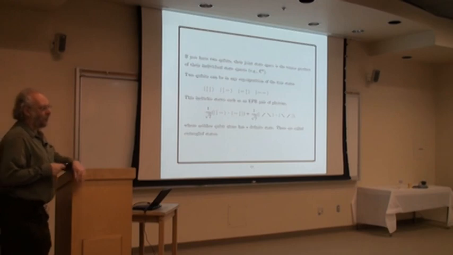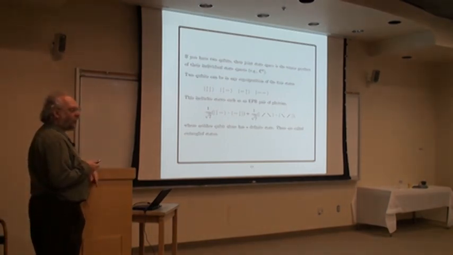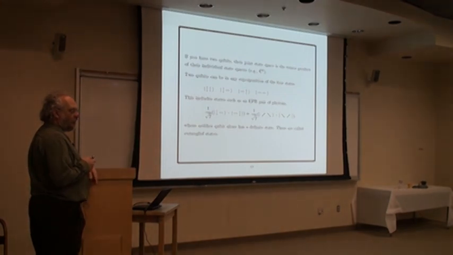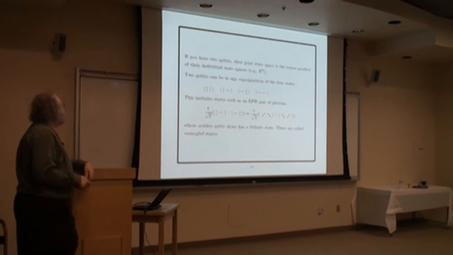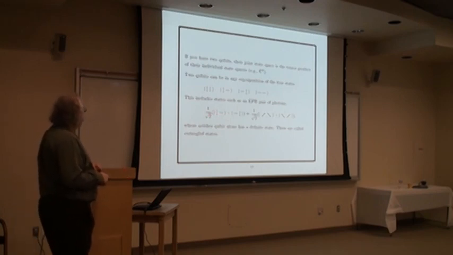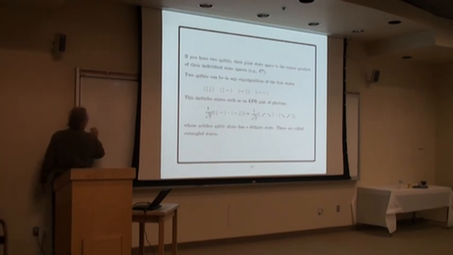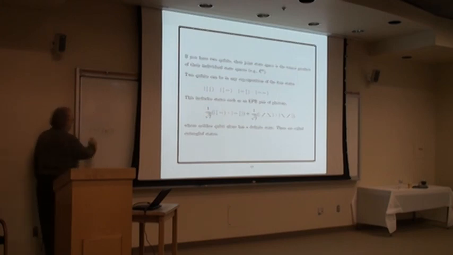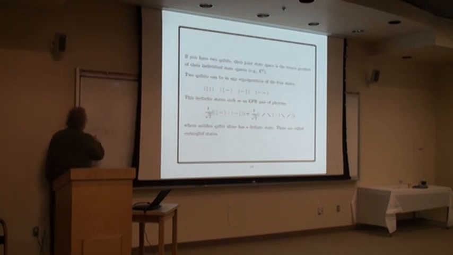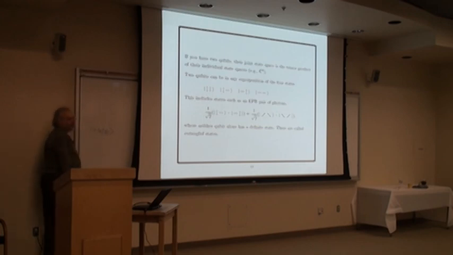Yeah? So, maybe this is a dumb question, but can you just elaborate on what you mean by where either qubit alone has a definite state? So it means that this cannot be expressed as psi one in one state, tensor psi two in another state.